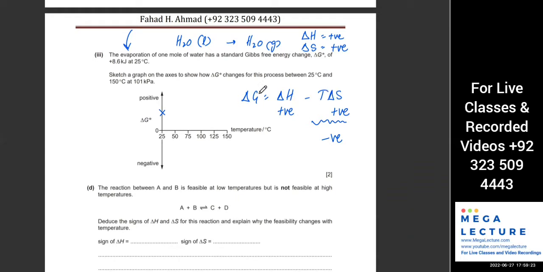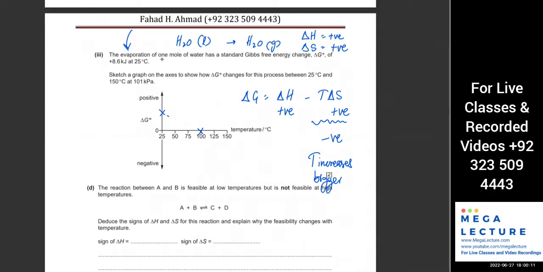Would it become more negative or more positive? What will happen to it? More negative? It's going to become more negative because T increases, then the negative part would become bigger in size. Hence, delta G would become more negative. When do you think evaporation of water becomes feasible? At what temperature does it become feasible? At high temperature, but exactly at what temperature? 100 degrees centigrade. So that means delta G would be less than 0 above 100, right?